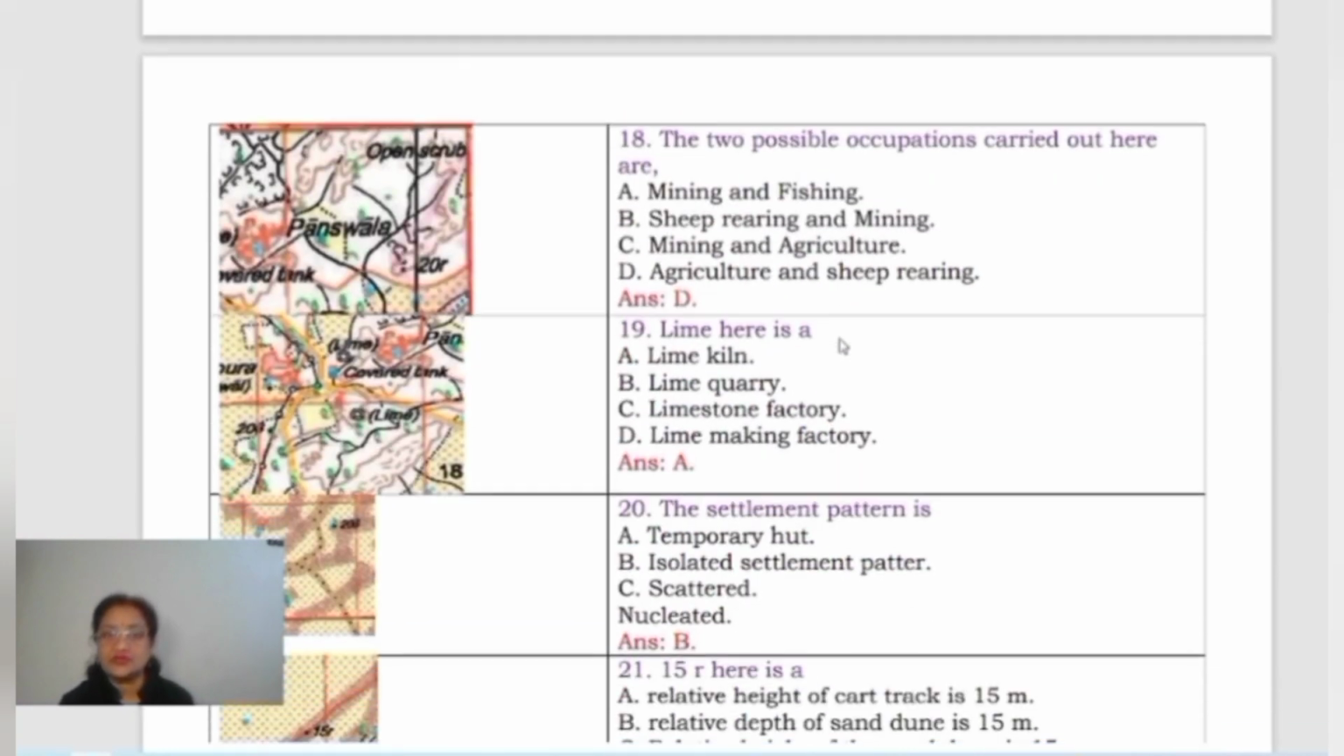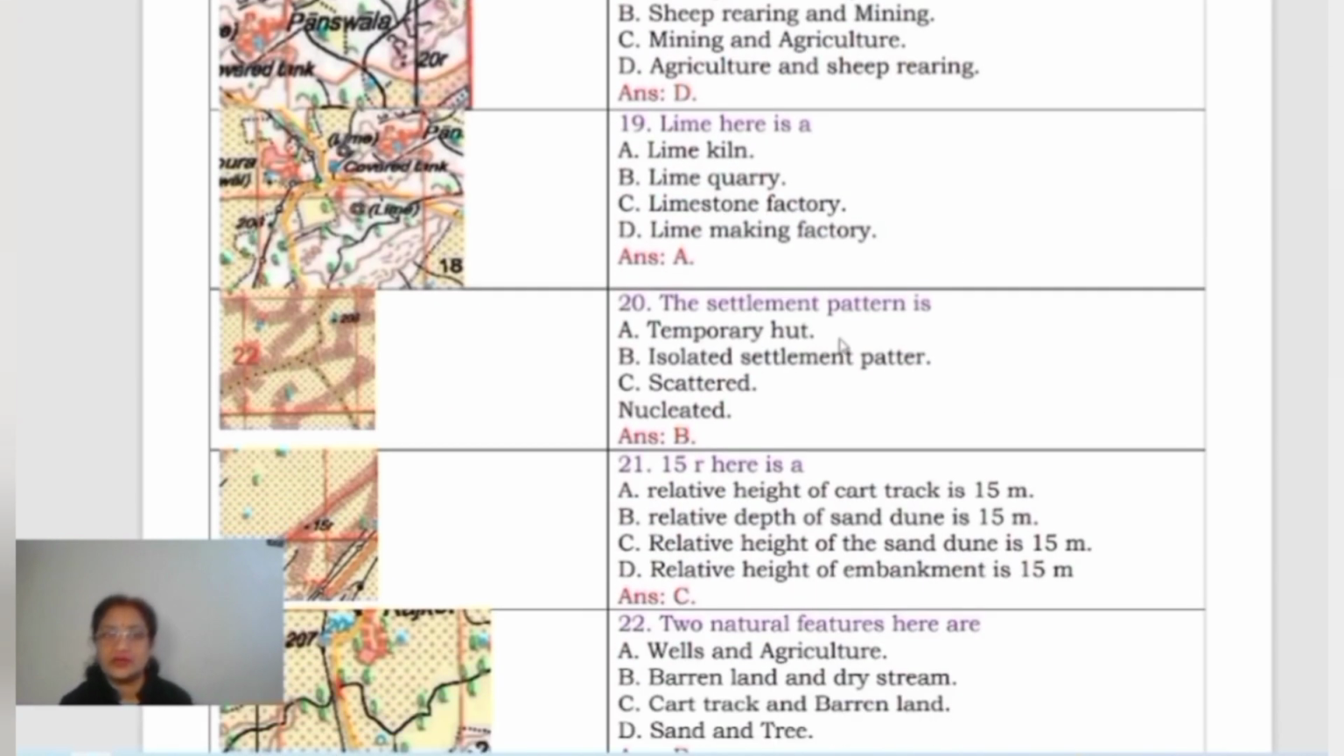Now come to the next one. The two possible occupations carried out here are, now which two occupations? One is sheep rearing, or animal domestication. The other is agriculture, because the yellow part of the sheet is having cultivable land. So cultivable land and sheep rearing are the main occupations.